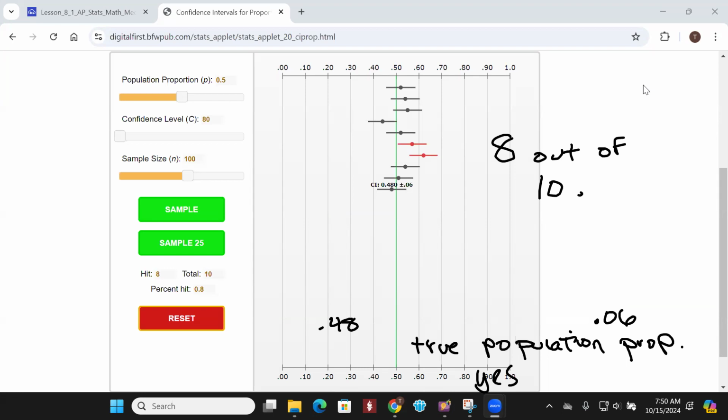The dot is the point estimate, and the line is the margin of error on both sides. Okay, notice right here, it says percent hit, and I got 80 or 0.8, because I got 8 out of the 10 that actually hit. So we're going to hit reset.